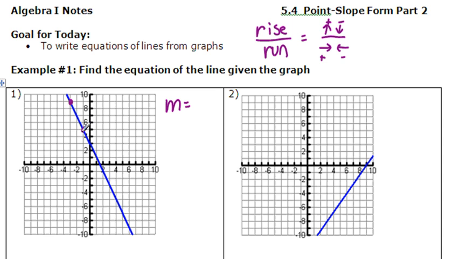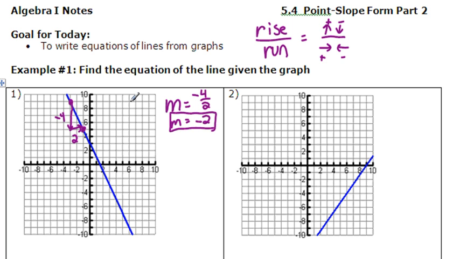So what I'm going to do now is count rise over run. I'm going to start at this point, and I would have to go down 1, 2, 3, 4 spaces. Since I'm going down, it's a -4. Then from here, I would have to go over 2 spaces to the right. So that's a +2. So my slope is -4 over 2, which simplifies to just -2.